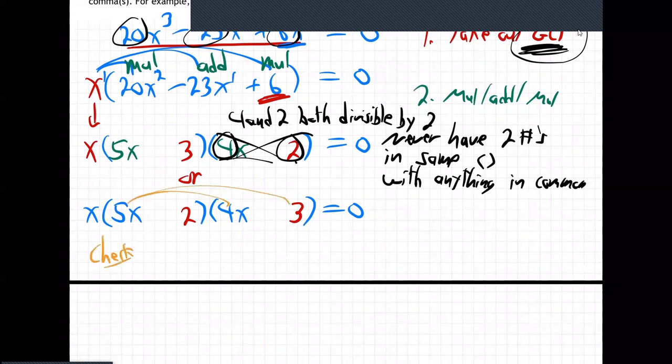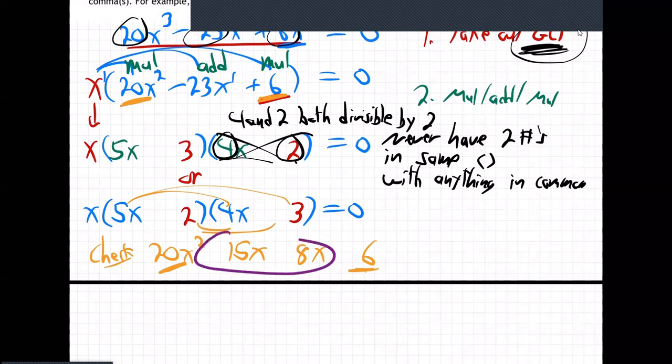Remember, the first goes to both. That'd be 20x squared, 15x, and boom, boom, 8x and 6. First to both, second to both. Okay, the 20x squared, yeah. 6, yeah. But how about the middle? Well, what signs do they need to make the middle here? Remember, the sign in the middle always goes on the bigger, right?